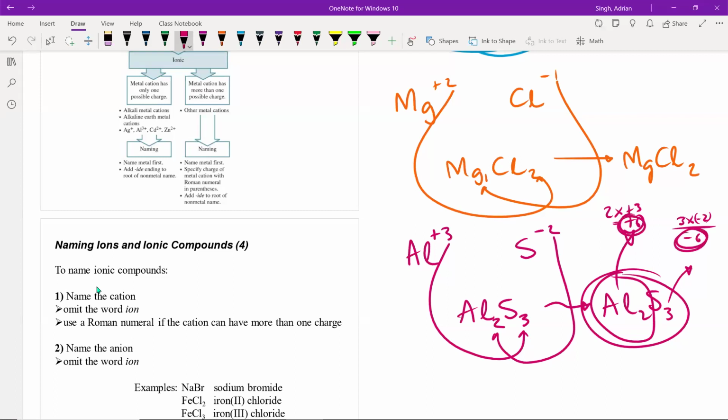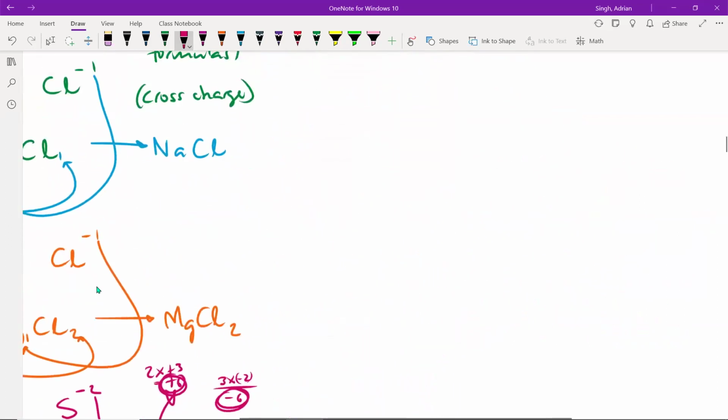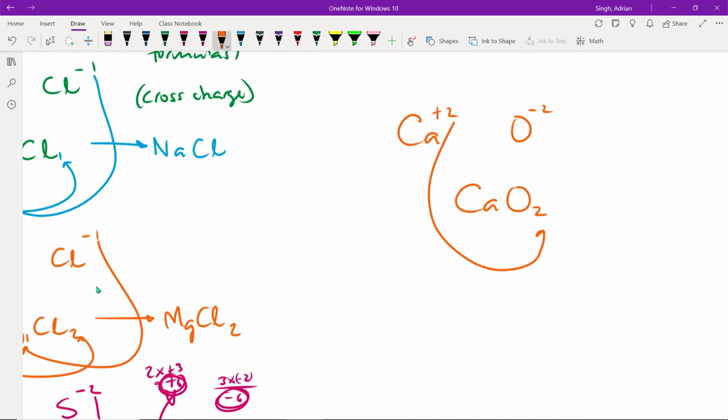The cross charge is a quick way to determine your formulas. There is a slight wrinkle to this. For example, if I have calcium and oxygen: calcium is in group 2, so it's +2. Oxygen in group 6, 6 minus 8, is -2. If I combine these two, I get CaO. The charge here becomes a subscript on the O, and the charge there becomes a subscript on the Ca. So I end up with Ca2O2.